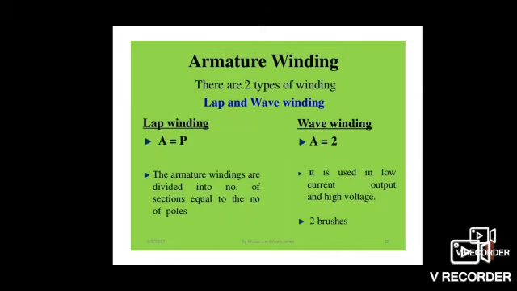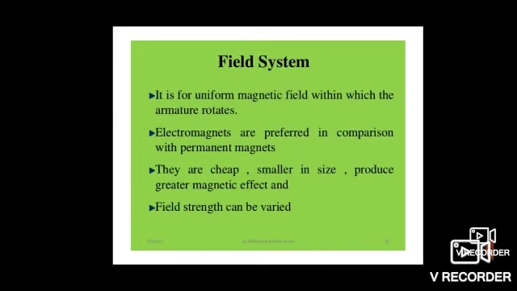So there are two types of armature winding. One is lap winding, another one is wave winding. For lap winding, number of parallel paths A equals P. For wave winding, A equals 2. The armature windings are divided into a number of sections equal to the number of poles. Wave winding is used for low current output and high voltage, and it has only 2 brushes.